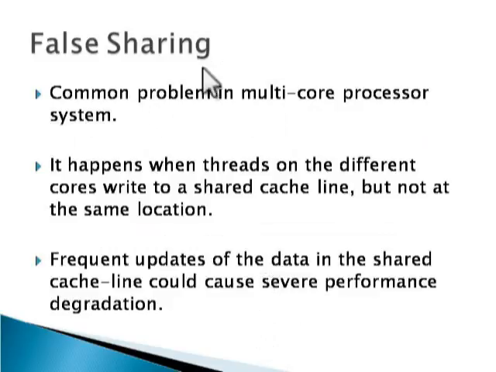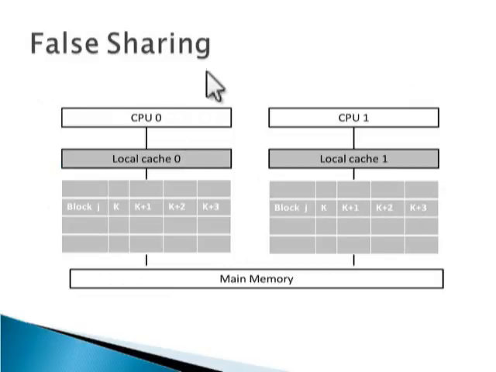Now let's see what false sharing is. False sharing is a common problem in multi-core processor systems. Basically, it happens when threads on different cores write to the same cache line but not at the same location. So this example clearly depicts what false sharing is.